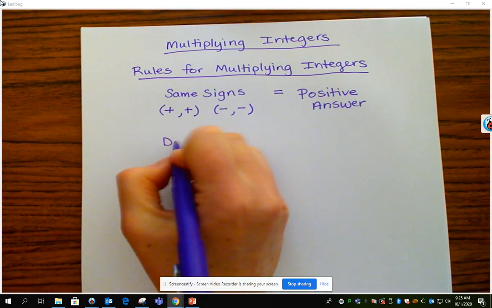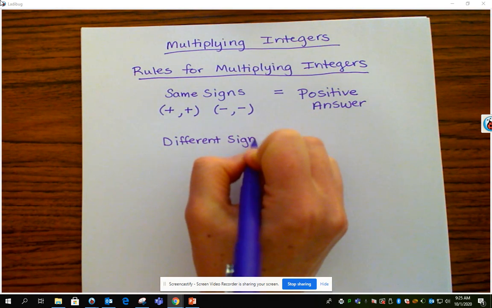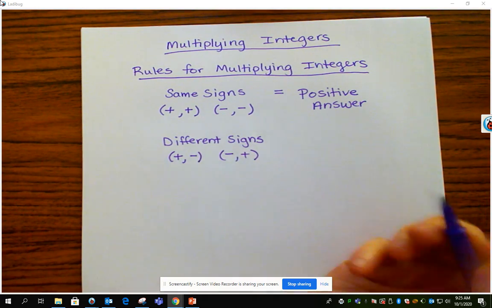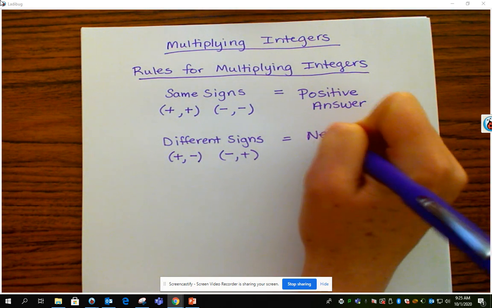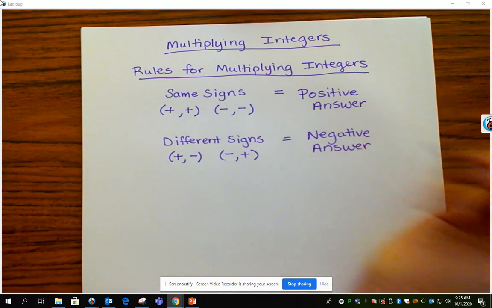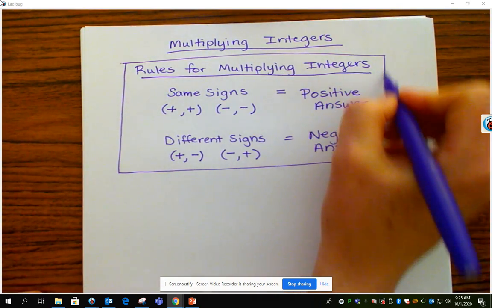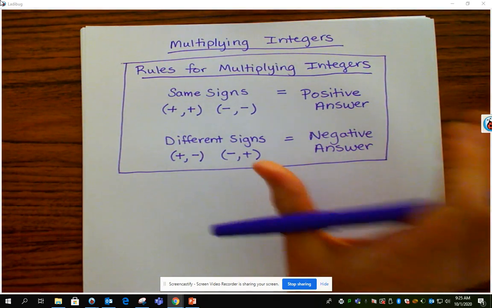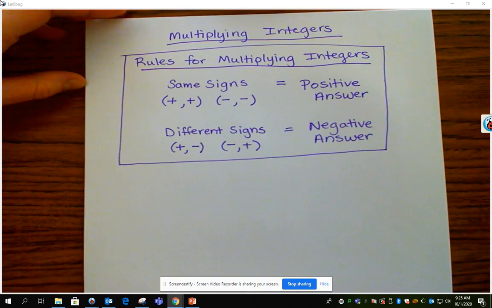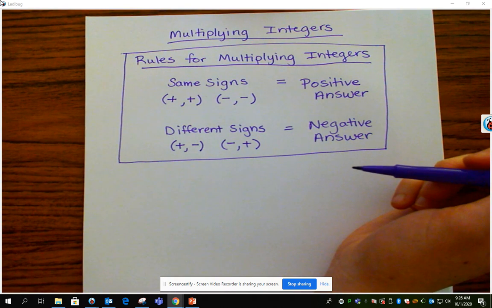If the two numbers you're multiplying have different signs, so say a positive number and a negative number, or a negative number and a positive number, then you're going to get a negative answer. So it's pretty simple. It's not like we're going to have to make any major changes to how we multiply like we did with the rules for subtracting and adding, but you just need to pay attention to the signs and decide whether your answer will be positive or negative.